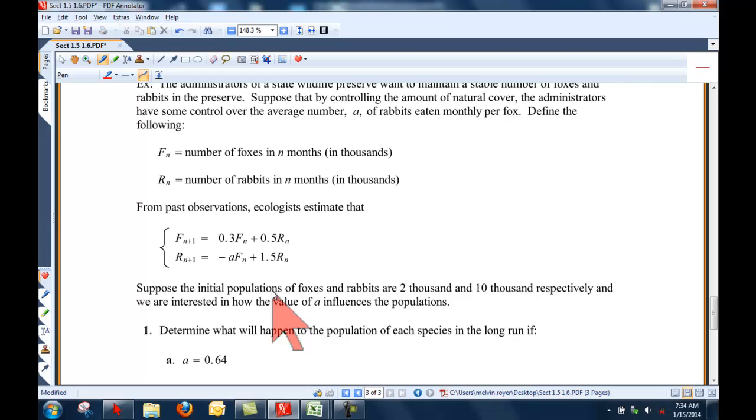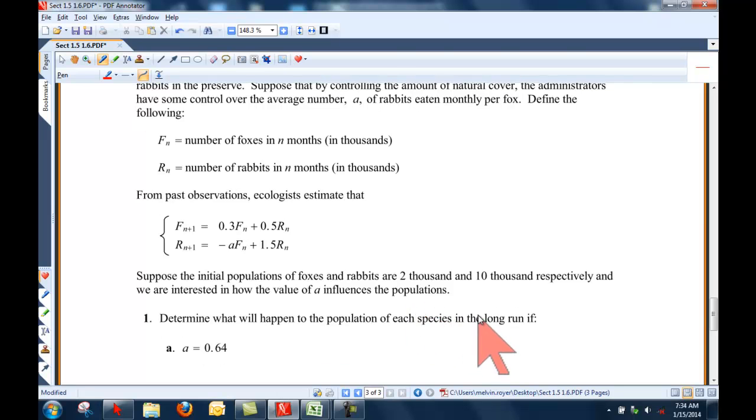Suppose we have initial populations of 2,000 and 10,000 fox and rabbit respectively, and we're interested in seeing what happens as we vary A. So in particular, we're interested in the long-term behavior of this model. That's very common in dynamical systems. We might care slightly about what happens over the next year or two, or time period or two. But our real interest is what happens in the long run.